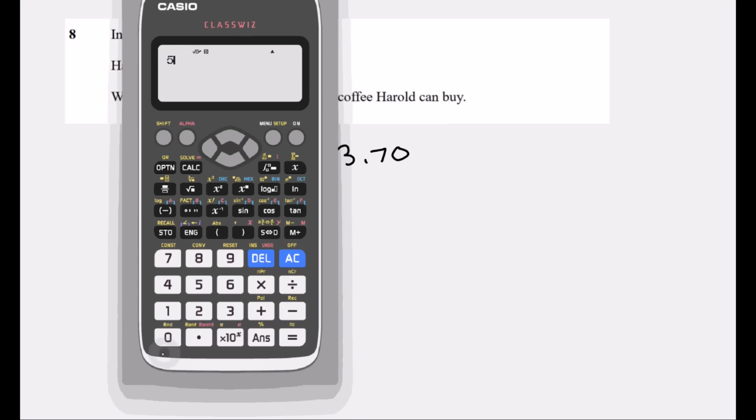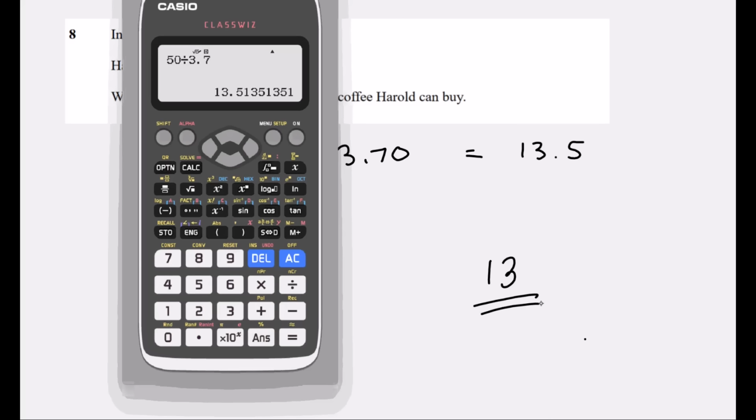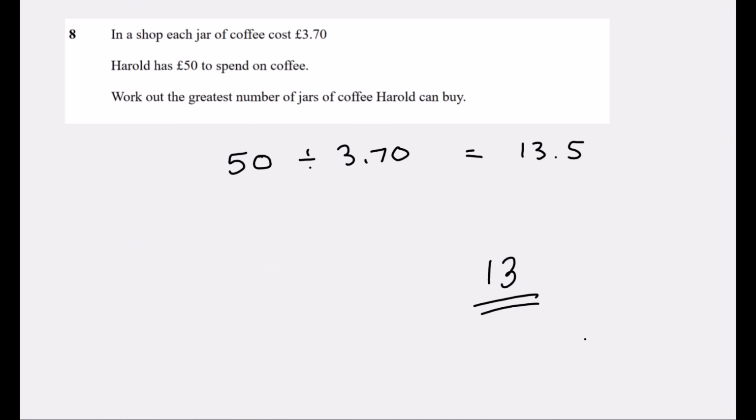50 divided by £3.70, we get 13.5. So we can buy 13.5 jars of coffee. We can't buy 13.5. We can just buy 13. So 13 lots of £3.70 is £48.10. And then we don't have enough to buy another one. So we can only buy 13.